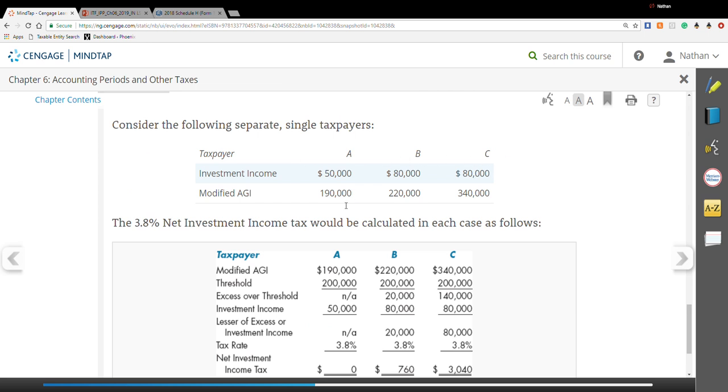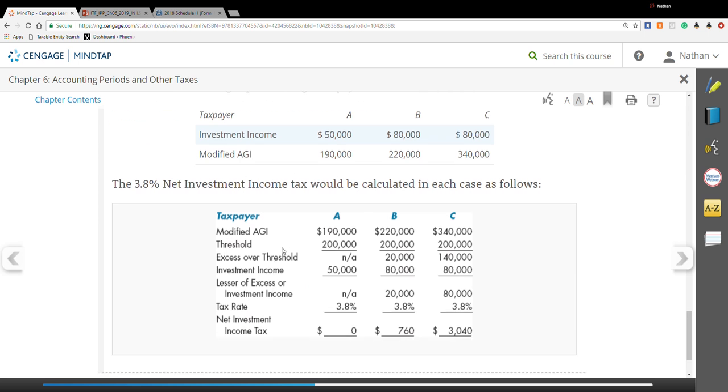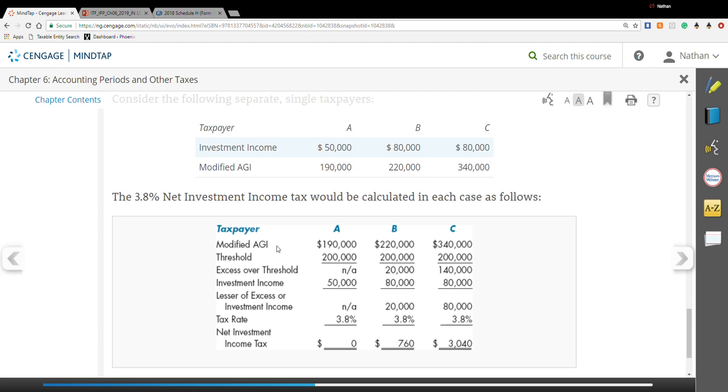So taxpayer A, modified AGI, because apparently they didn't really give us the AGI. 190,000. Threshold is 200K. There is no excess over threshold. Investment income, we don't have really anything right there, because again, greater of the two, or lesser of the two, sorry. Lesser of excess or investment income, and taxpayer A owes nothing. Yay.